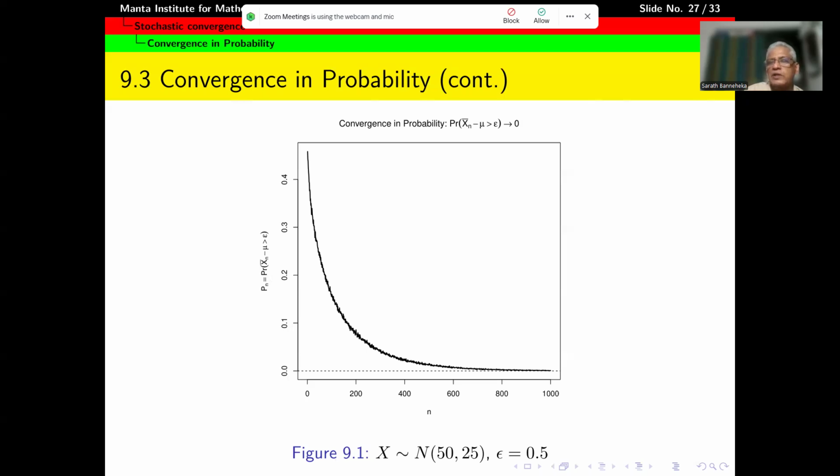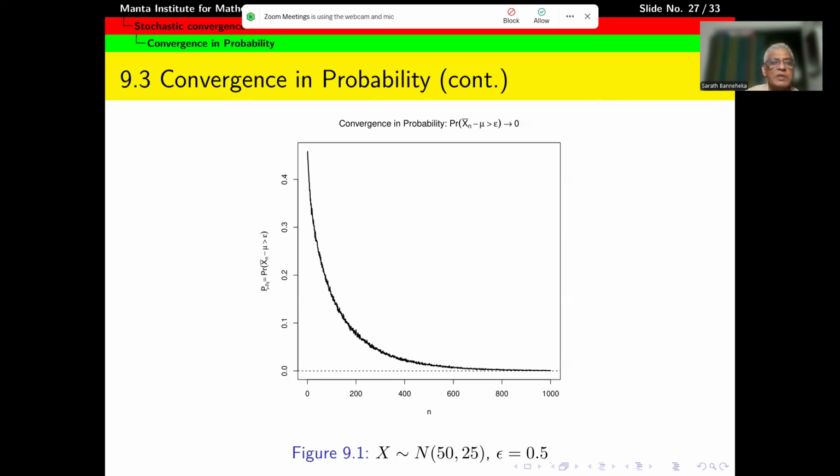And from that, I estimate the probability that the absolute value of x10 bar minus 50 is greater than 0.5, right? So like that, I did it for different n values, with 10,000 simulations for each n, and calculated the probability. So I have P1, the probability that x1 bar minus 50 is greater than 0.5. P2 is the probability that x2 bar minus 50 is greater than 0.5, and so on. I calculated those p's and I have plotted them here.